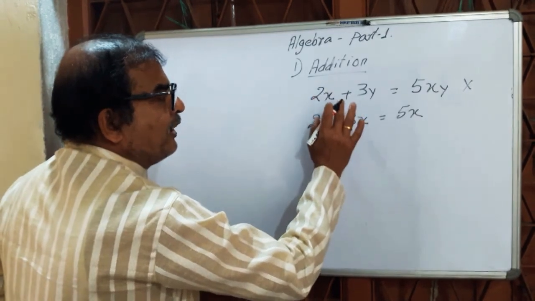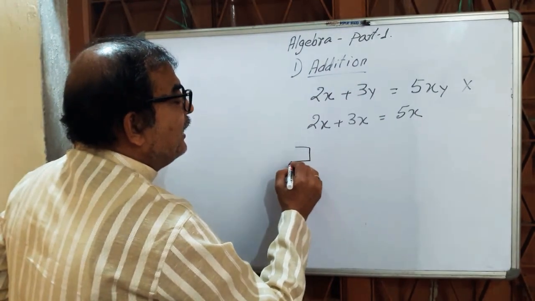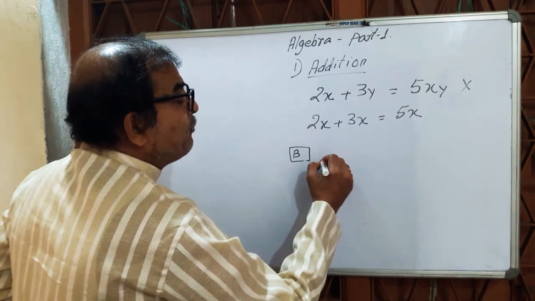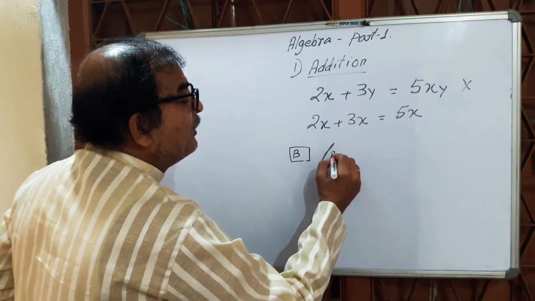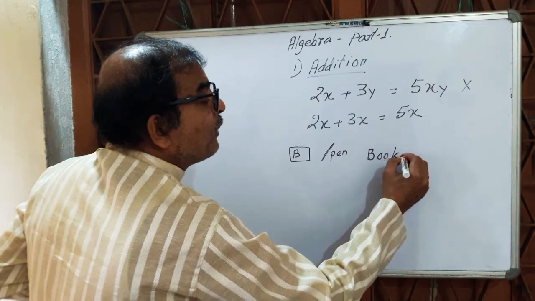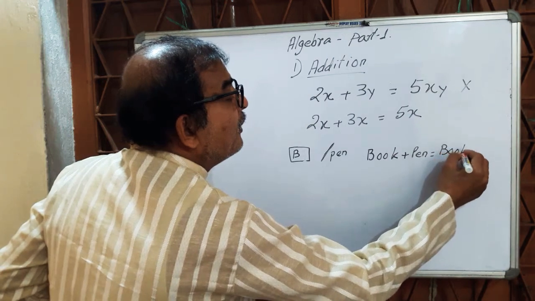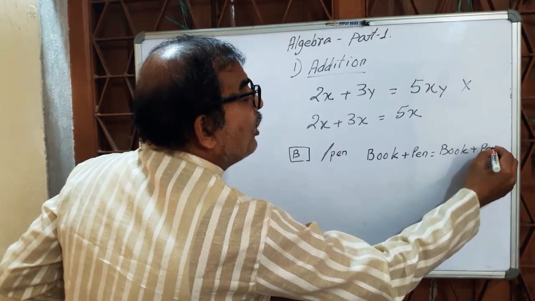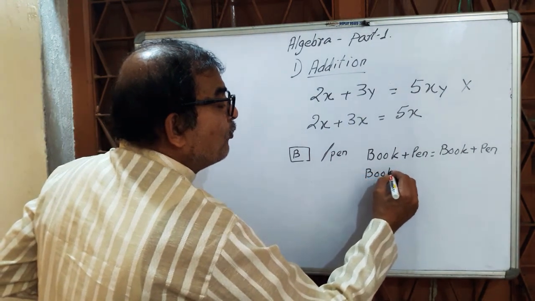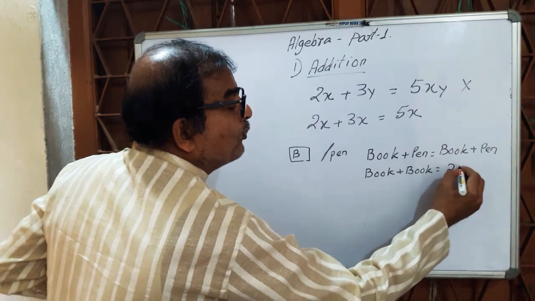Same thing should be added with the same thing. Now suppose it is a book, and this is a pen. So book plus pen is always book plus pen. Book plus pen is equal to book plus pen. It can never be book or pen alone. So book plus book is equal to 2 book.